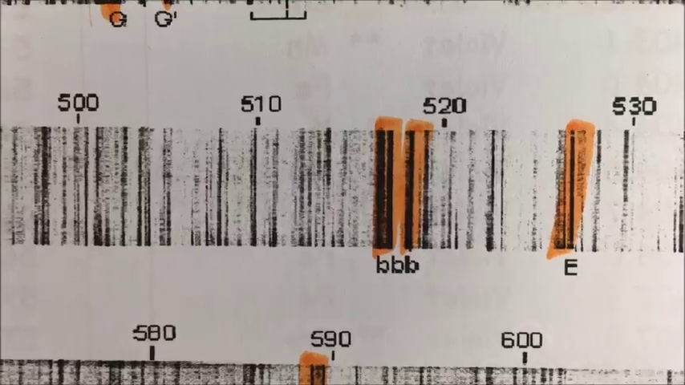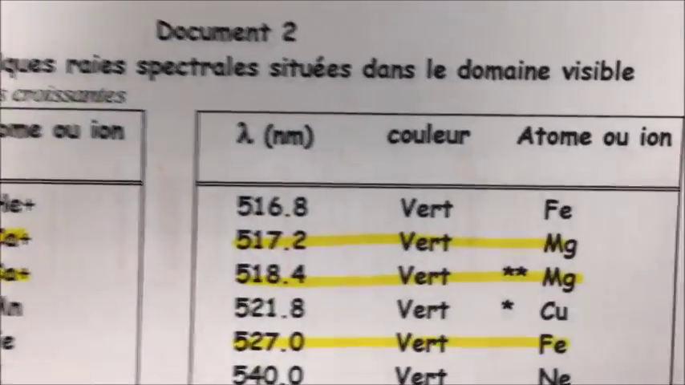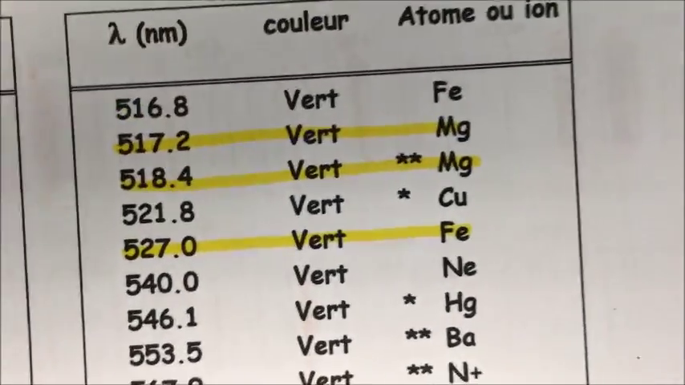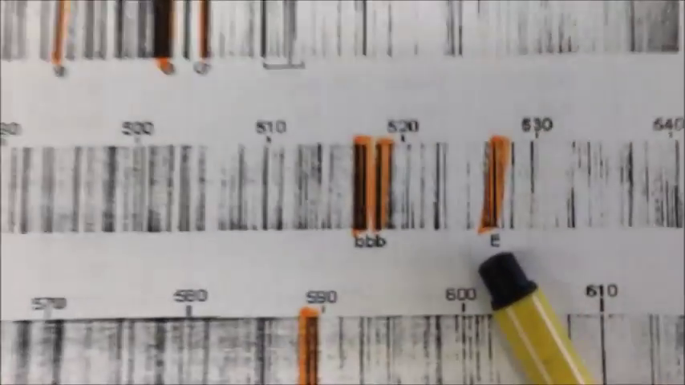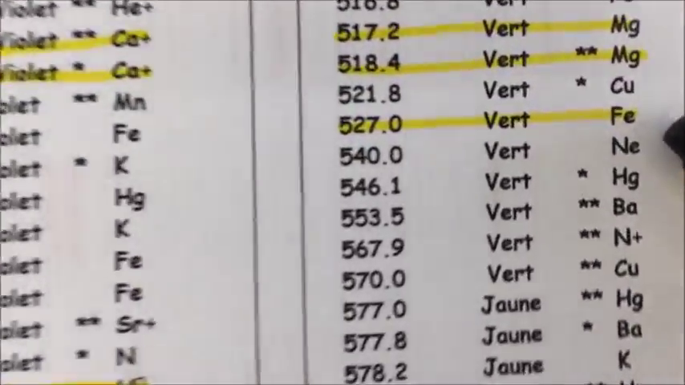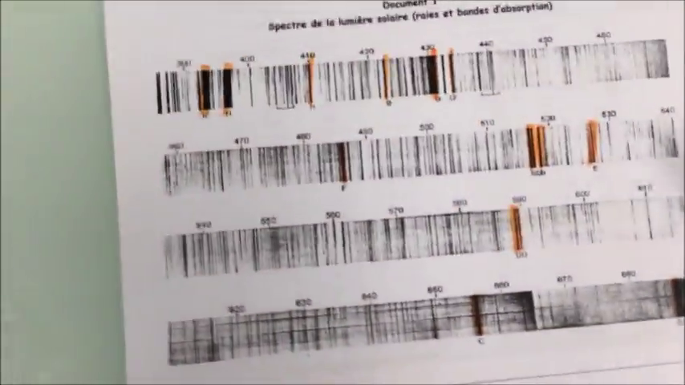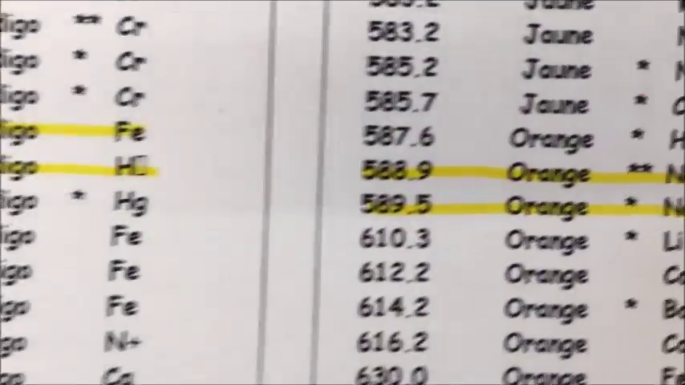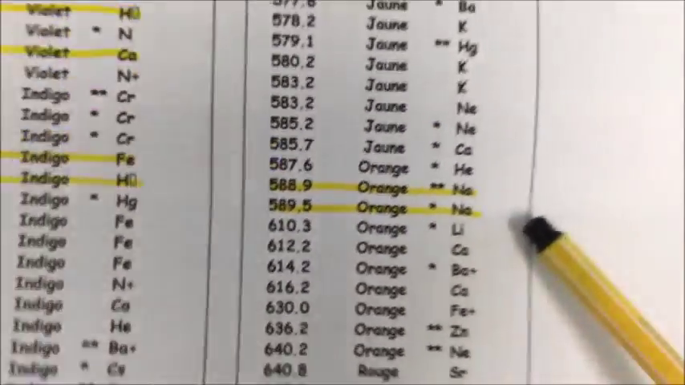Then we have two black rays just for 520. It corresponds to magnesium, and we have two. Then we have another one between 520 and 530. It's iron. Next, we have two black rays just for 590. It corresponds to sodium. We have two.